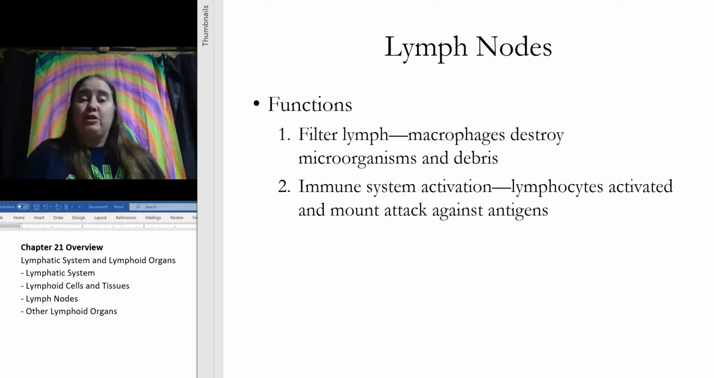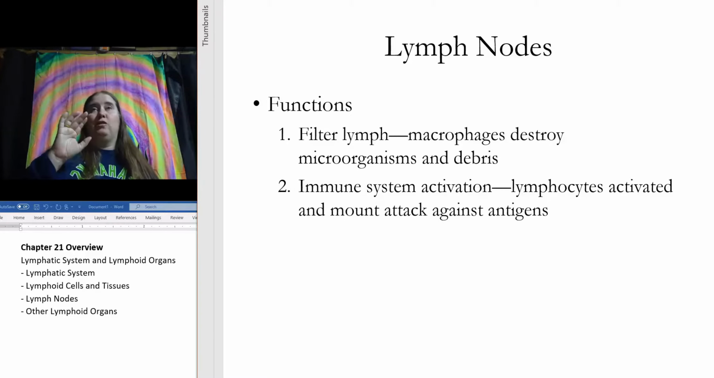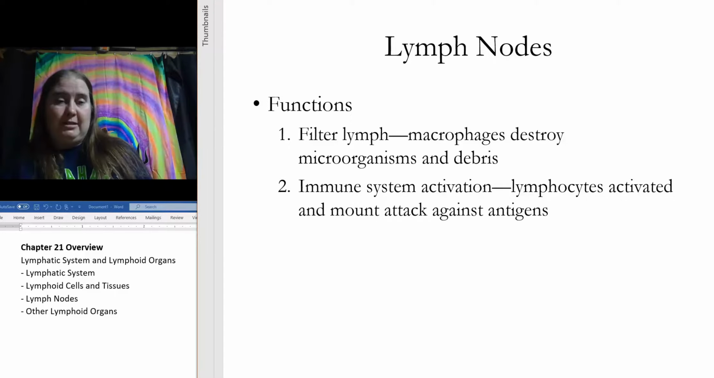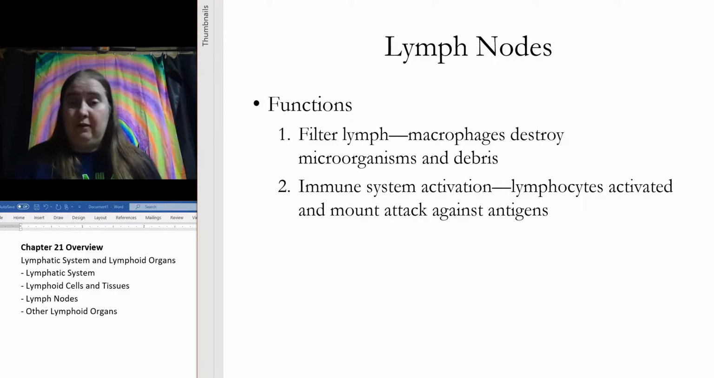So the function of lymph nodes is kind of twofold. One is to filter lymph. As our lymph comes through those lymph nodes, the macrophages within them will engulf cellular debris. They will engulf and destroy pathogens. They'll activate the immune system, which we can see here, which is the second part of our lymphatic system.